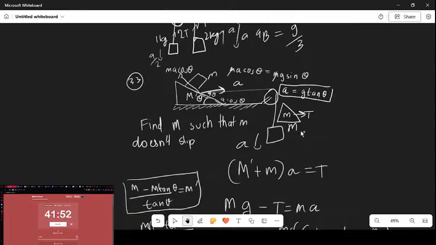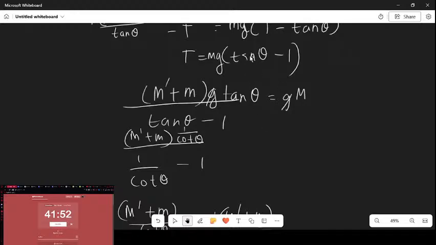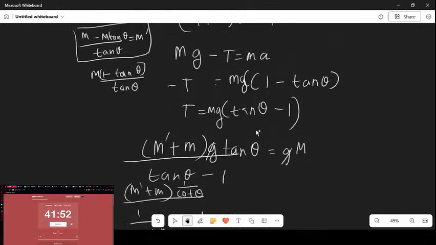and 1 minus tan theta. I just wrote it in terms of a cos theta, and we got cos theta minus 1. I forgot the negative sign. It's 1 minus tan theta, actually. 1 minus tan theta. Yeah, alright.